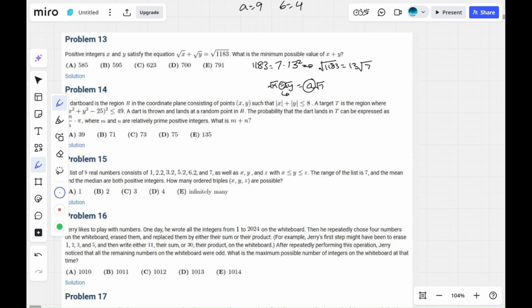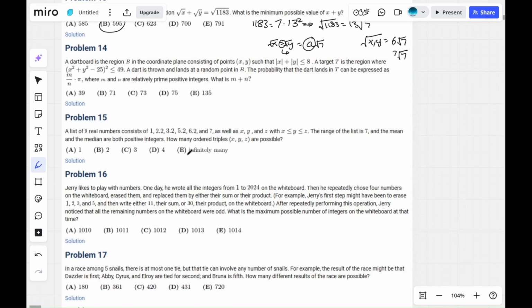So the closest possible integers that add to 13 are 6 and 7. So that means that the roots of x and y are 6 root 7 and 7 root 7. So the sum of x and y is 36 times 7 plus 49 times 7. And this number is equal to 595, which is B. I'm gonna move this up. Okay. Next question, problem 14.